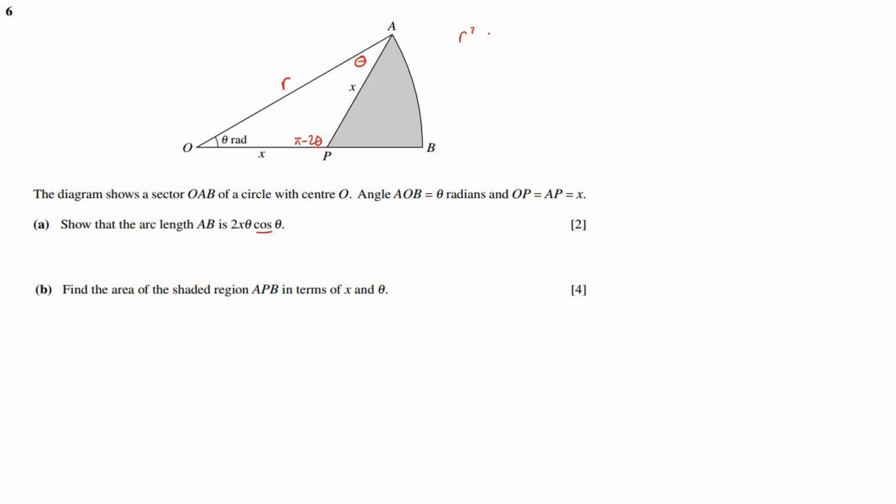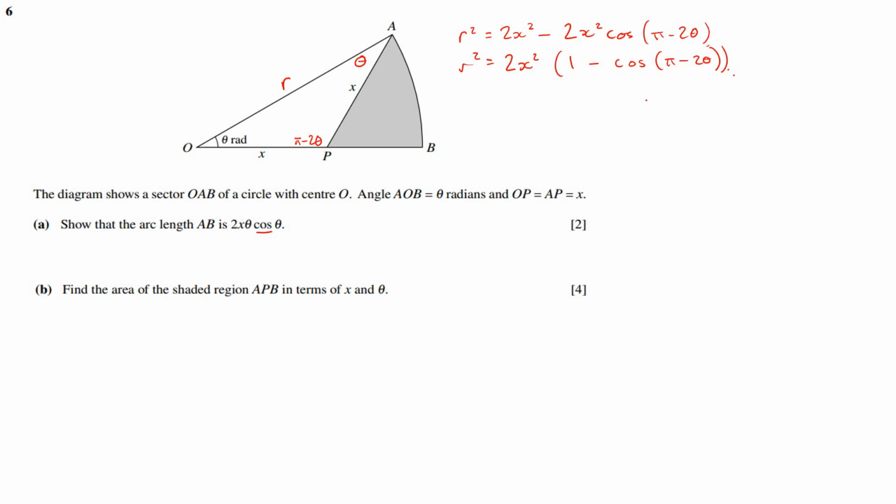So we've got r squared equals 2x squared, because that's x squared plus x squared, minus 2 times x, which is 2x squared, cos of pi subtract 2 theta. Cool. I'm going to factor the 2x squareds. Here, factor them a little bit early. Okay, that looks absolutely fine.